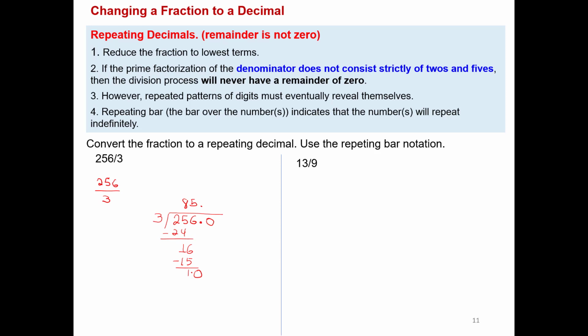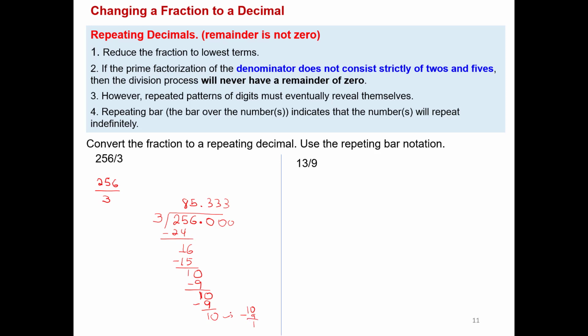How many 3's are in 10? It will be 3. 3 times 3 is 9. Minus 9 we have 1. Add a 0 here, bring the 0 down. How many 3's are in 10? 3 times 3 is 9. Minus 9 is 1, and we have to add 0 here. How many 3's in 10? 3 times 3 is 9. Then let me write here, 10 minus 9.